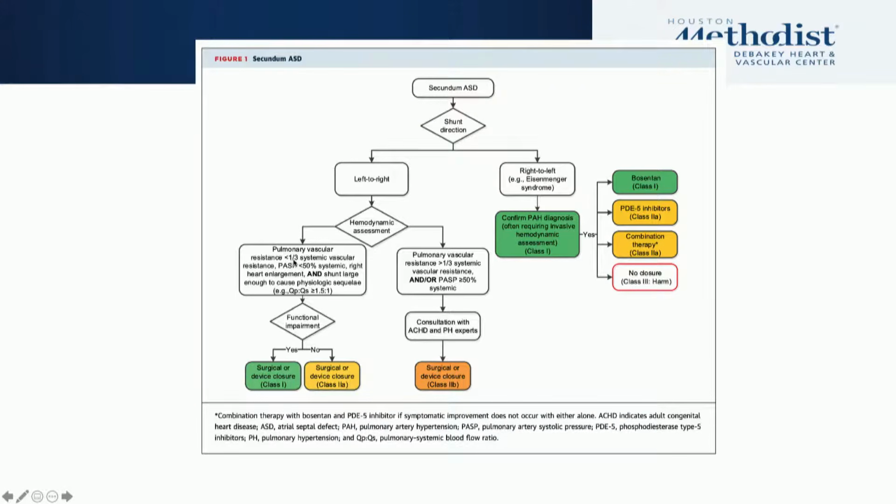If it's less than a third of the systemic vascular resistance and the PA systolic pressure is less than 50%, and the QP:QS is elevated, then we close surgically or with device closure, class 1 or class 2, depending on whether there's function impairment or not. And if the pulmonary vascular resistance is more than 50%, then we need the congenital heart disease team, which were involved and are still involved in the management of this patient. And this is where the multidisciplinary approach at Methodist is providing the best care for our patient.